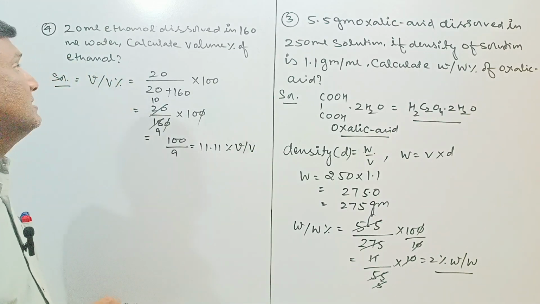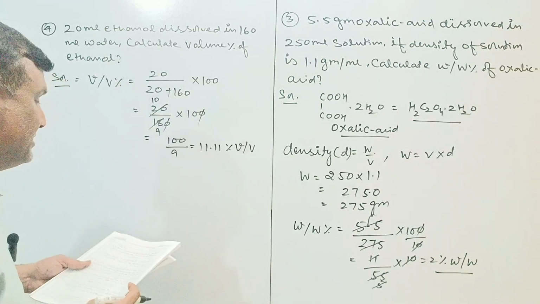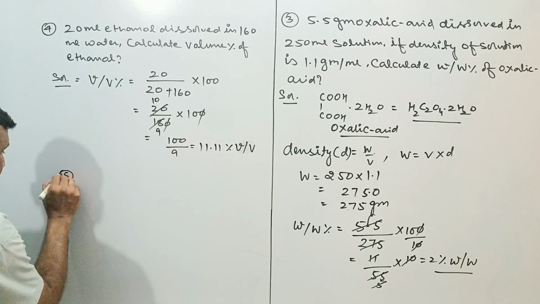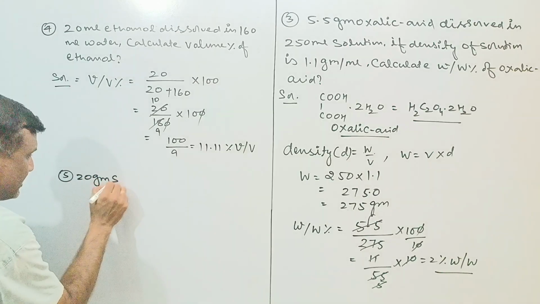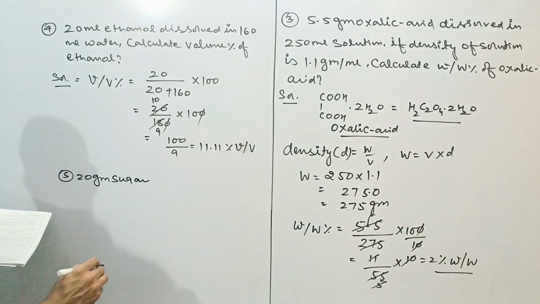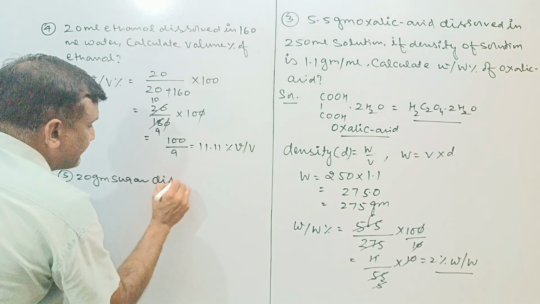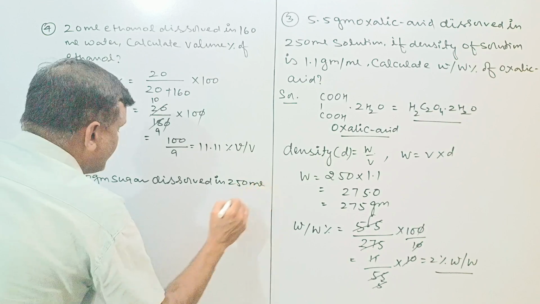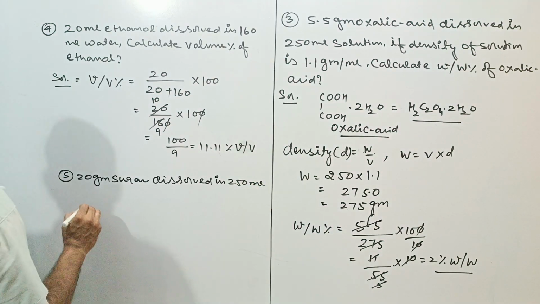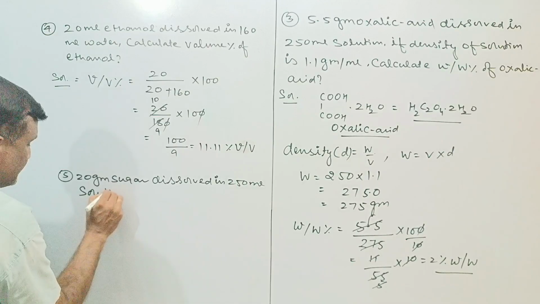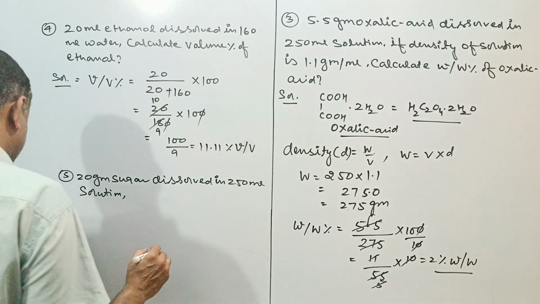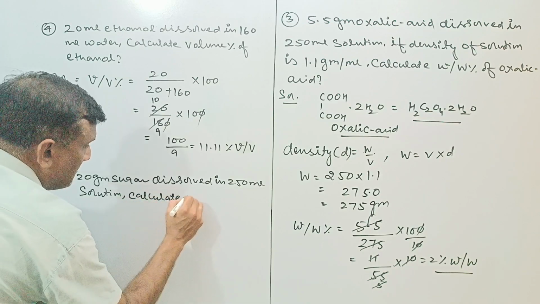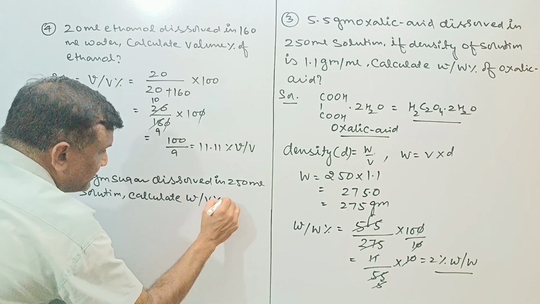This was about question number 4. Now I would like to go with the next question, the fifth question: 20 gram sugar dissolved in 250 ml solution. Calculate the mass volume percentage of sugar.